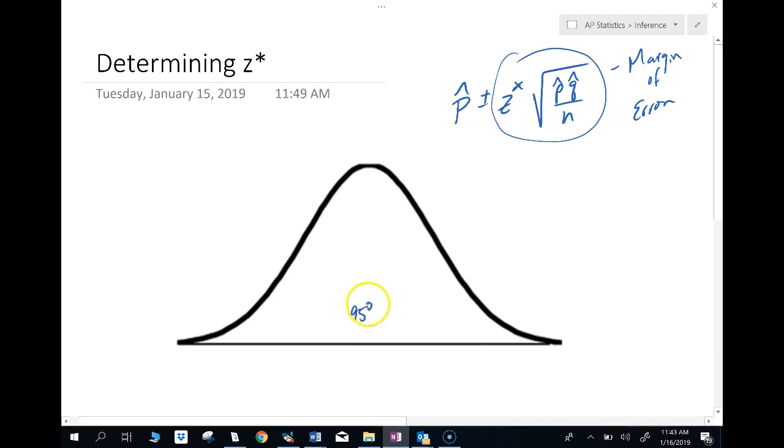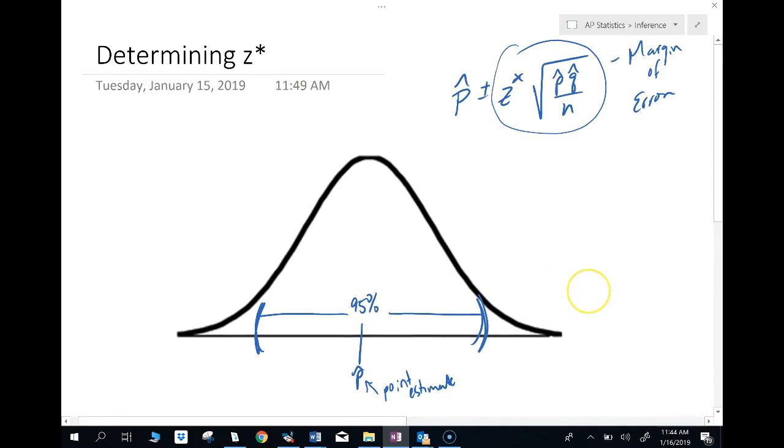If we're looking for a 95% confidence interval, we're looking to be 95% sure that the true proportion is somewhere in between our margin of error here. Right in the middle is going to be our p hat, our point estimator, and our point estimate is going to be what we go out from by a certain margin of error. So the question is, how far do we go out positively, and how far do we go out negatively? That's what this plus or minus means.